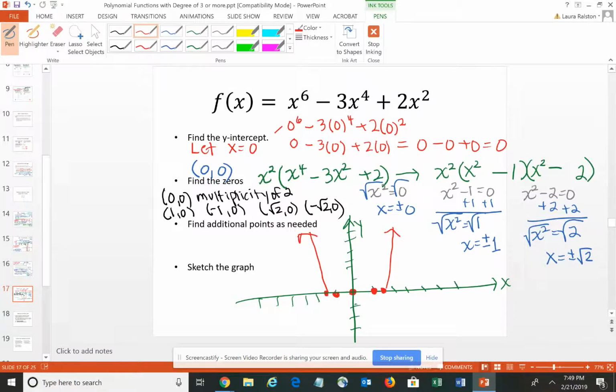So I may need to get an idea of what's going on in between those points, and it's going to get really messy. Okay, so what I might do then is just go out to my graphing calculator and get a picture. I would anticipate, I don't know exactly, but I would anticipate it does something like this.